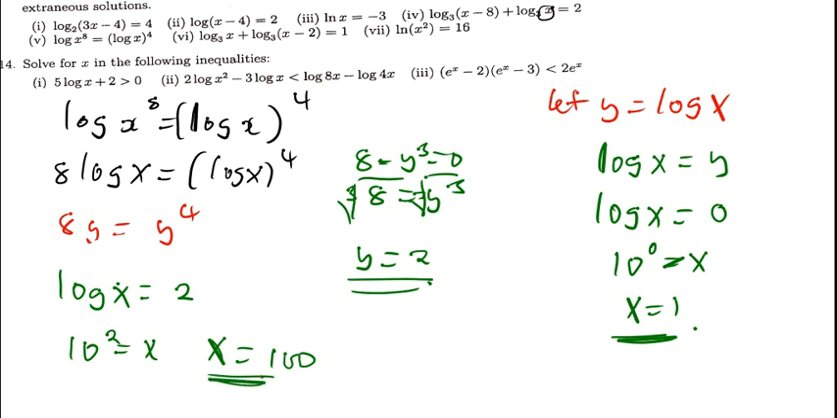So here nothing is going to be complicated, because if I put x to be equal to 100 it is going to be positive. X is equal to 1 is going to be positive. So this is the answer, and also this is the answer. So these are the values of x.